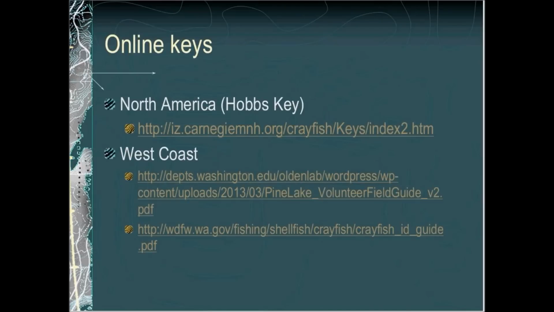And then some of the keys. Again, that Hobbs key, as I mentioned, is online at the Crayfish homepage website. The University of Washington keys that I mentioned before, these are the volunteer guide and the Crayfish ID guide. They're PDFs, they're very easy to use, don't use a lot of technical jargon, and have really good pictures, color pictures, in order to help identify what you've got.